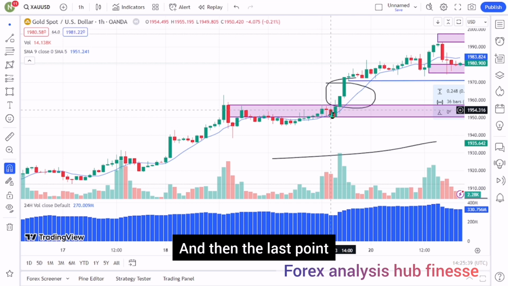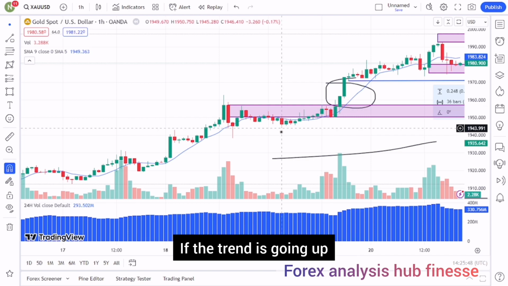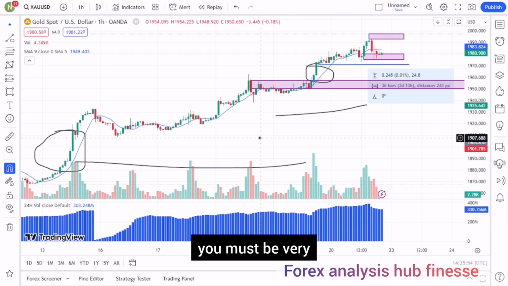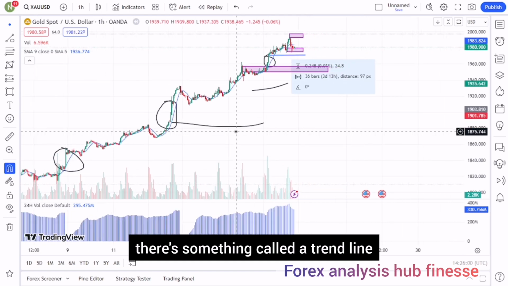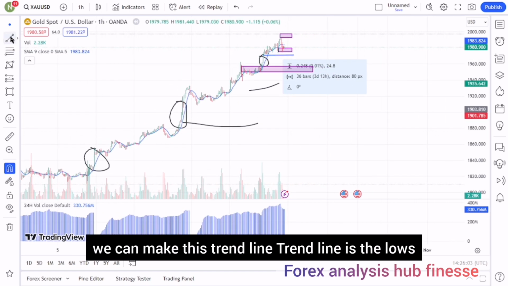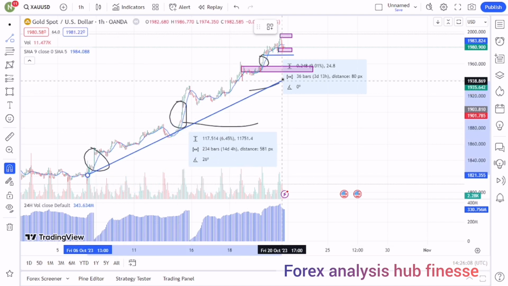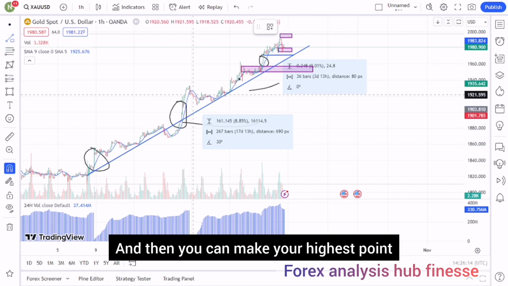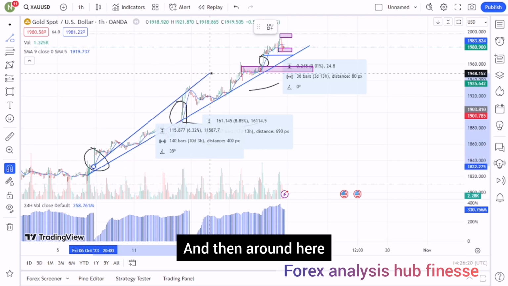And then the last point, why only some zones work? Zones work when the trend, it really depends on the trend. If the trend is going up and it has made a bearish move, it is trying to reverse, you must be very, very careful, because in a trend there's something called a trend line. Here we can make this trend line. The trend line is the lows. These are the lowest points, you can see this being a lowest point. You can make your trend line there, and then you can mark your highest points. The highest point the trend went was around here, and then around here.